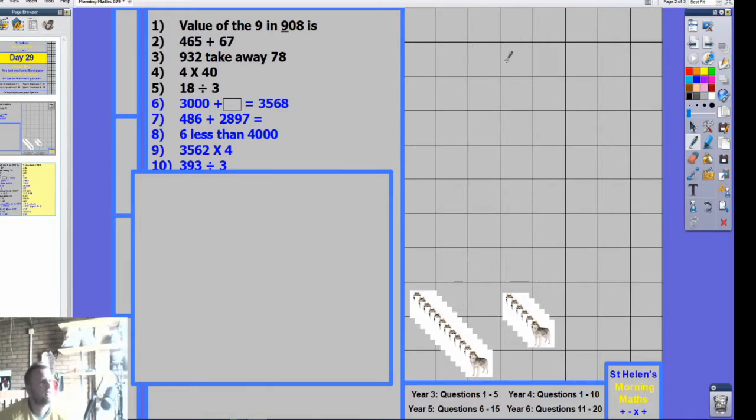465 plus 67. Okay, 465. You need to make sure that you write it very, very carefully. If you put 67 here, it's going to be all over the show. So you need to make sure it's in the right column. 465, and then 67 is going to be here. The units under the units, the tens under the tens, and the hundreds under the hundreds. And then I can add, and I should be absolutely fine. 5 plus 7 is 12.